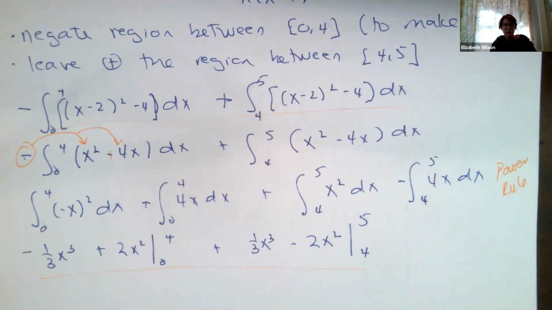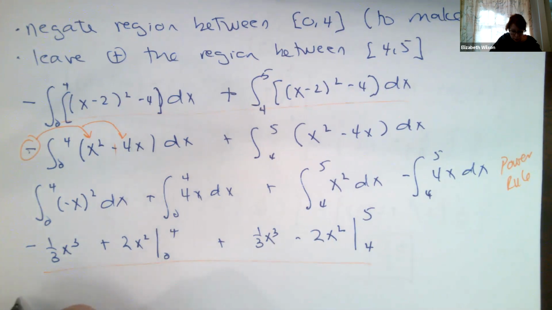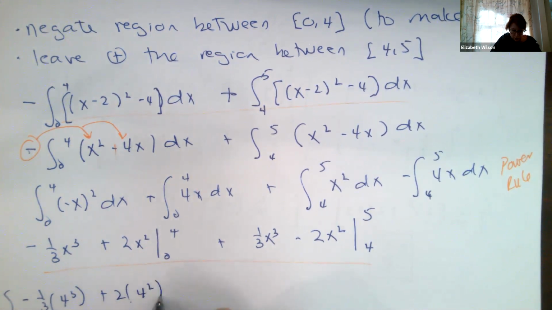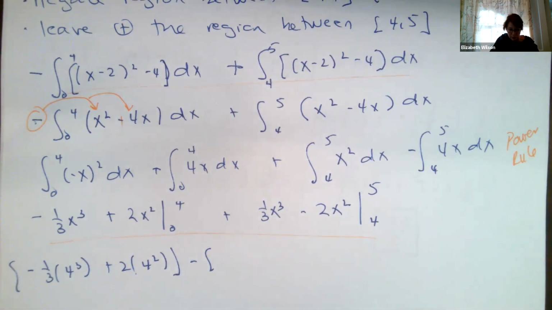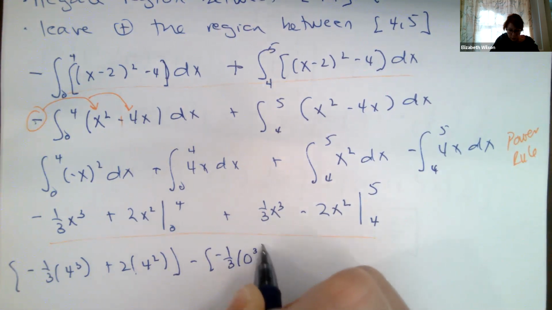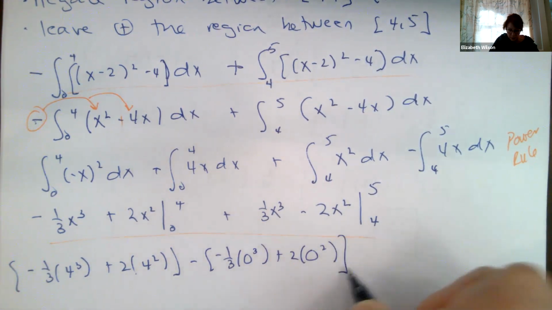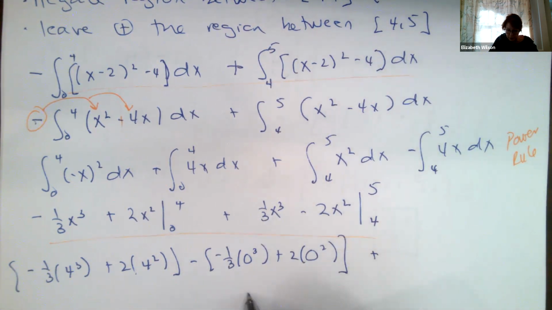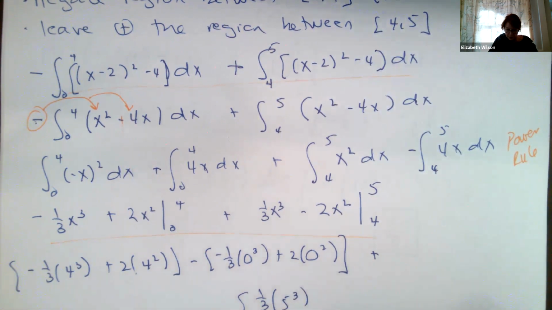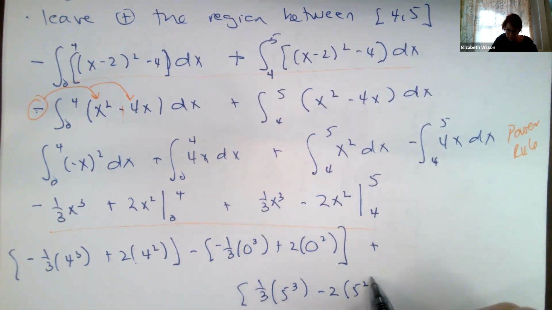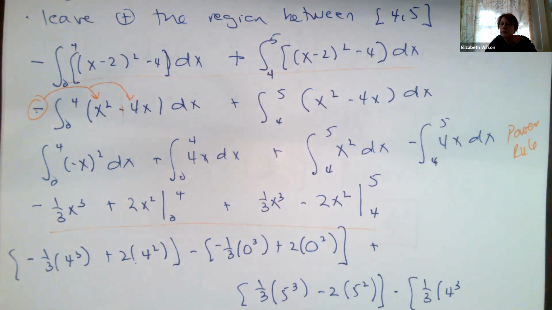So let's go ahead and do our fundamental theorem of calculus and then figure out what that area is. So my first bit, I'm going to go minus 1/3, this is 4 cubed, plus 2, 4 squared, minus, we're going to do the 0. I'll plug in the 0 so that you can see the fundamental theorem, even though it's going to come out to be 0. Minus 1/3, 0 cubed, plus 2, 0 squared. Okay, so that's this part plus this part right here. 1/3, 5 cubed, minus 2, 5 squared, minus the 4 part now. 1/3, 4 cubed minus 2 times 4 squared.